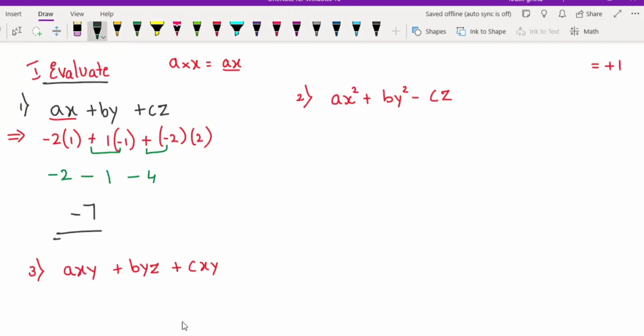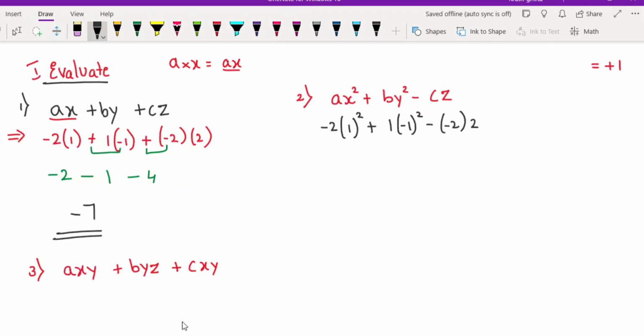Okay. So moving to the second one, just substitute the values of every variable, whatever they gave in the question. The a value they gave is minus 2. So minus 2 of the x value they gave as 1, whole square, as it is, plus the b value they gave as 1, the y value they gave as minus 1, whole square, minus the c value they gave as minus 2, and z they gave as just 2.